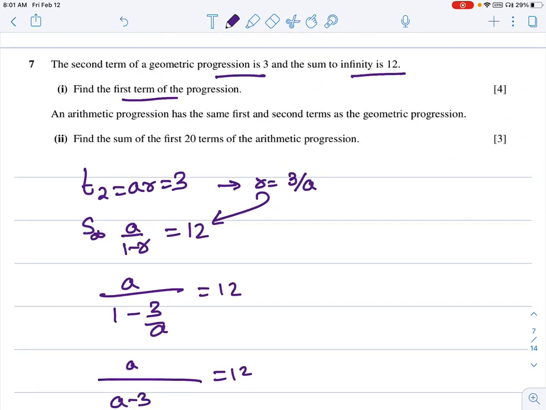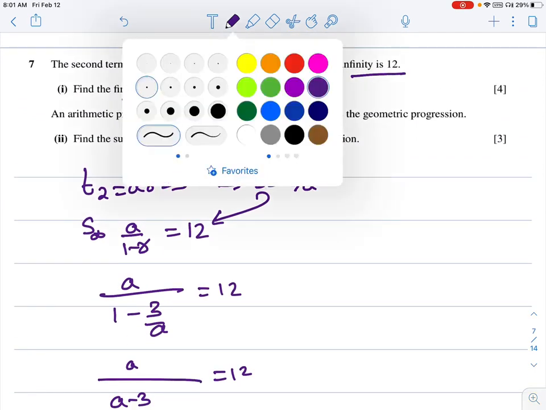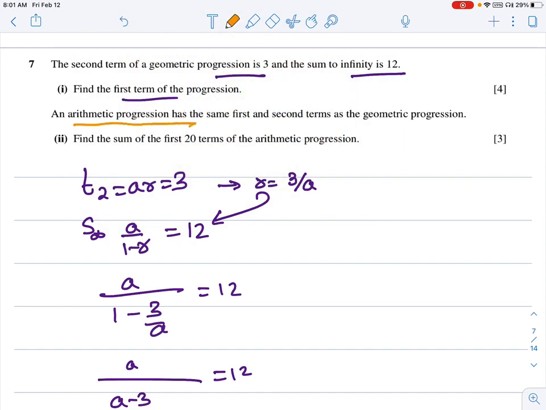Then the next part of the question. An arithmetic progression has the same first term and second term as the geometric progression. So in the arithmetic progression, the first term is the same first term over here. Just now we got 6. The second term is the same second term, which is 3.